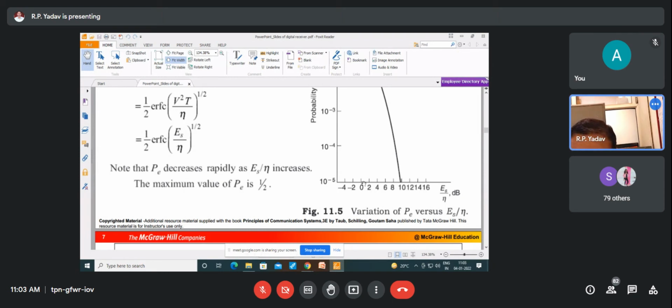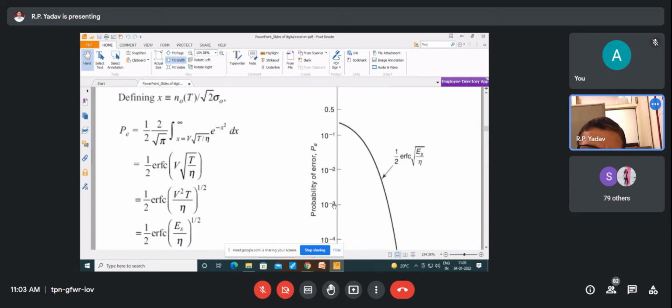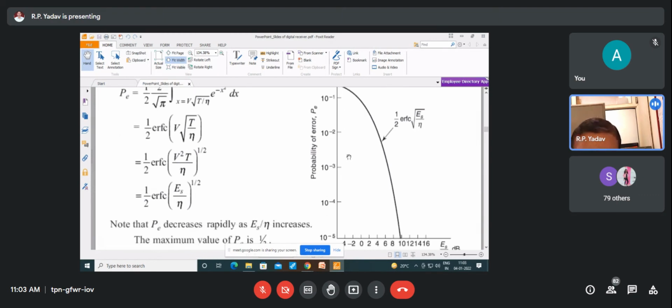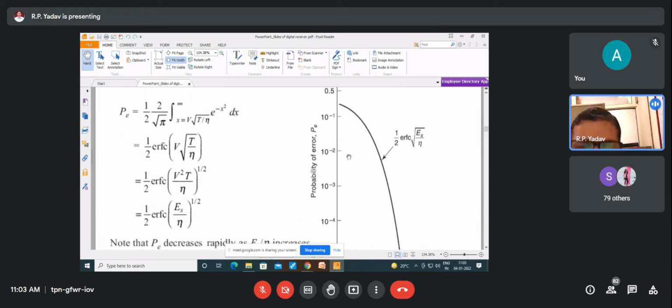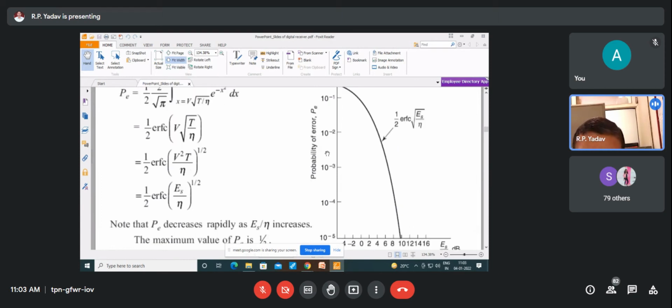So if I keep on increasing my power, look at the scale, you might be getting a little confused with it. The scale here is such that 10 to the power minus 1 is more error than 10 to the power minus 5, because 10 to the power minus 5 is obviously 0.00001. That means the more the power, the less the error. The less the power, the more the error. Is it clear?